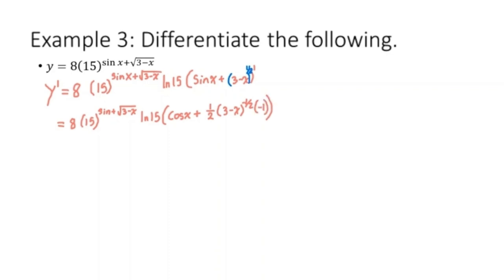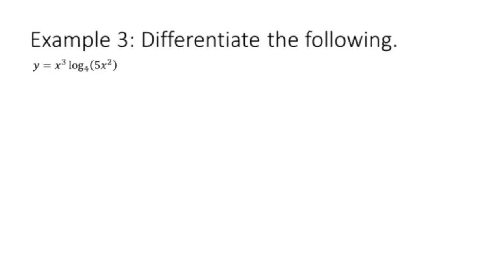From there, we can do a little bit of cleanup, and we get that y prime equals 8 times 15 raised to the sine x plus root 3 minus x, natural log of 15, times cosine x minus 1/2 times 3 minus x raised to the negative 1/2. Next, we're going to take the derivative of y equals x cubed times log base 4 of 5x squared.